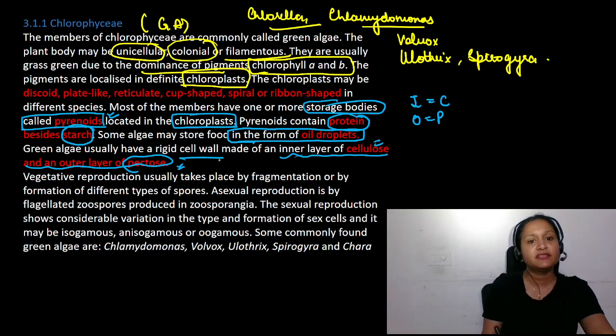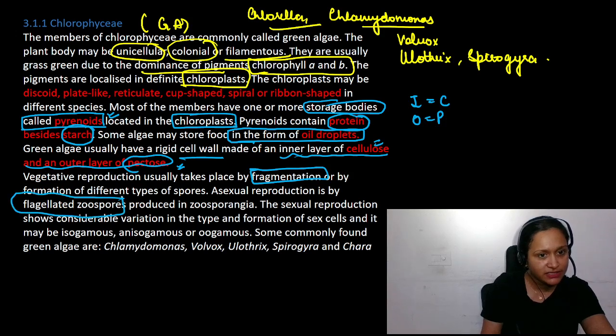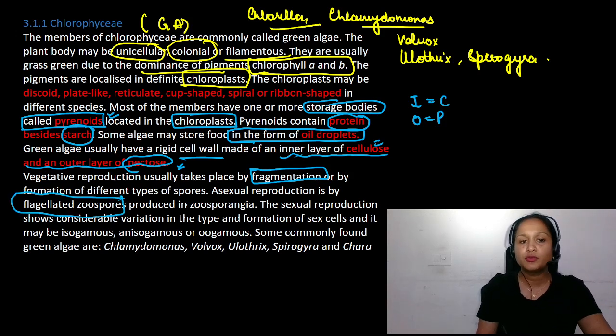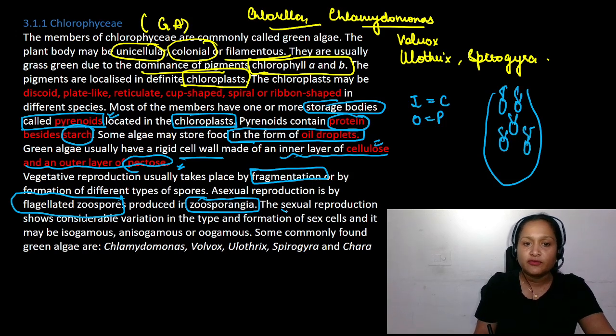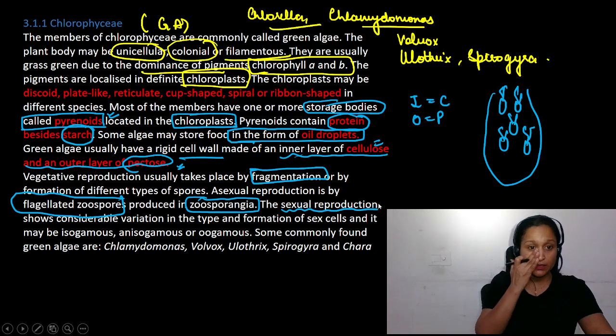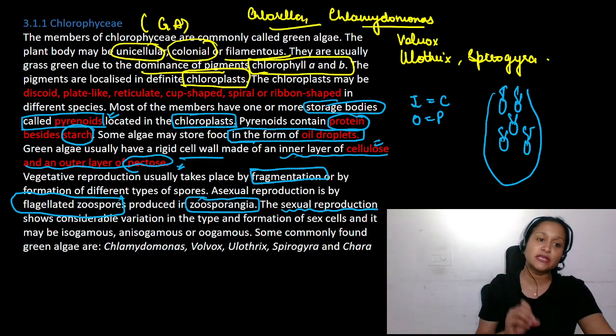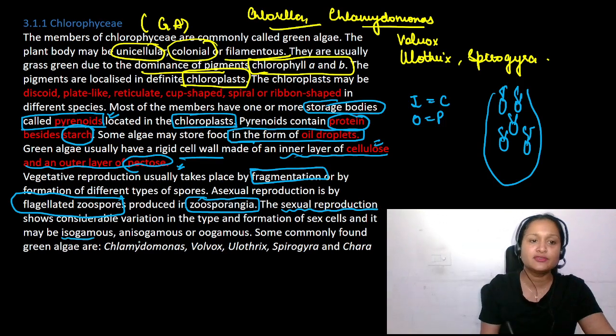Okay. Vegetative reproduction, we have talked about fragmentation. Asexual reproduction, we have seen flagellated zoospores. And zoospores are produced in a structure called zoosporangia. Inside zoosporangia-like structures, numerous zoospores are produced. Now, they also reproduce sexually. Sexual reproduction is of all types: iso, aniso, oogamous.